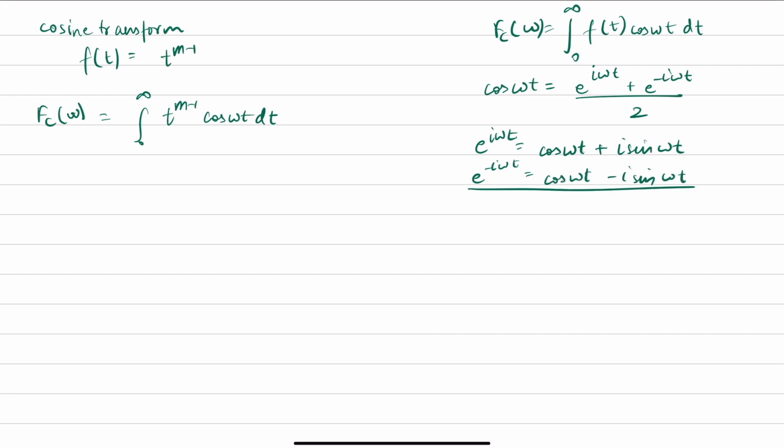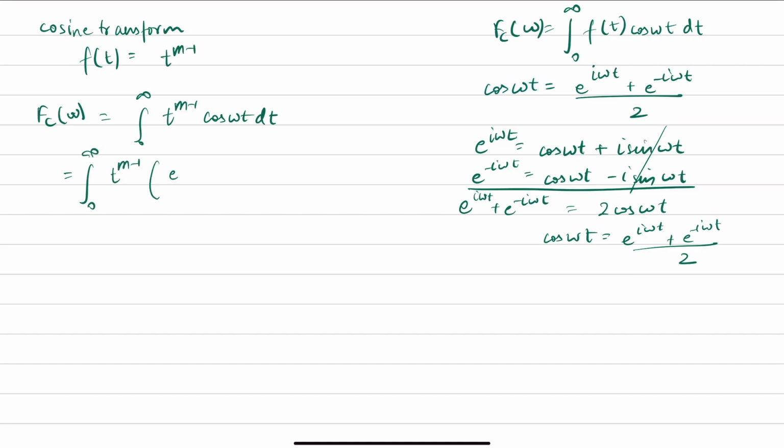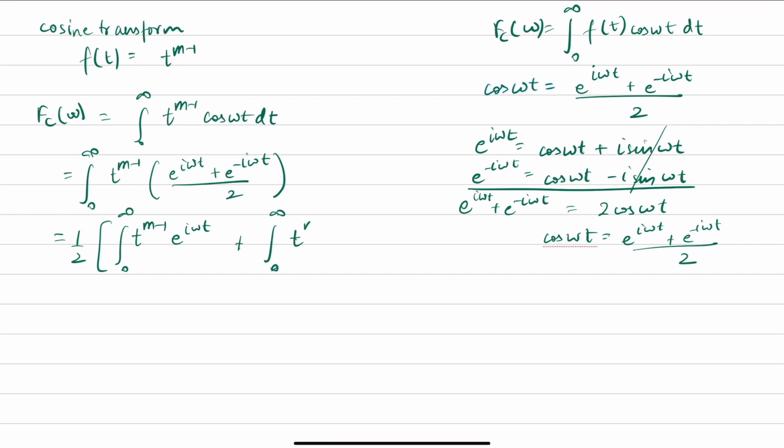Now we will add both of these equations. So this will get cancelled. e^(iωt) plus e^(-iωt) will be equal to 2 cos ωt. So cos ωt equals e^(iωt) plus e^(-iωt) divided by 2. So now we will substitute it in this formula: t^(m-1) times e^(iωt) plus e^(-iωt) divided by 2. Split it into two integrals, taking 1 by 2 outside: integral from 0 to infinity of t^(m-1) e^(iωt) plus integral from 0 to infinity of t^(m-1) e^(-iωt).